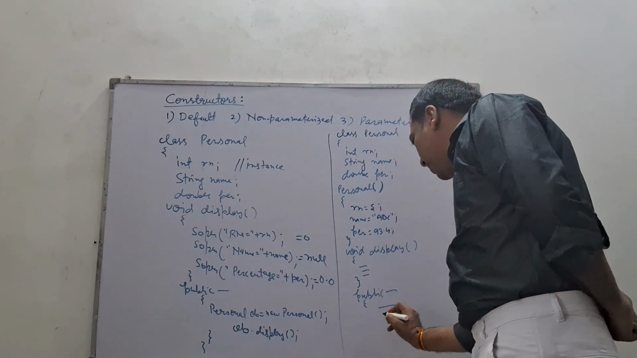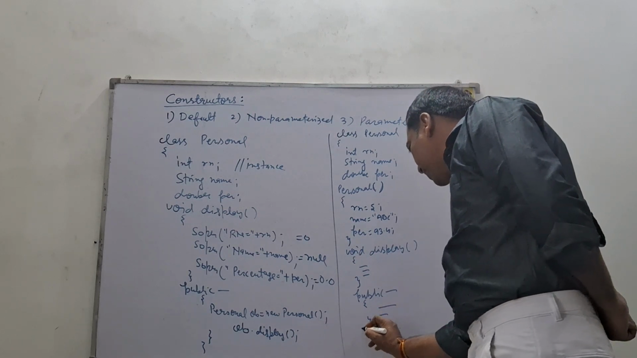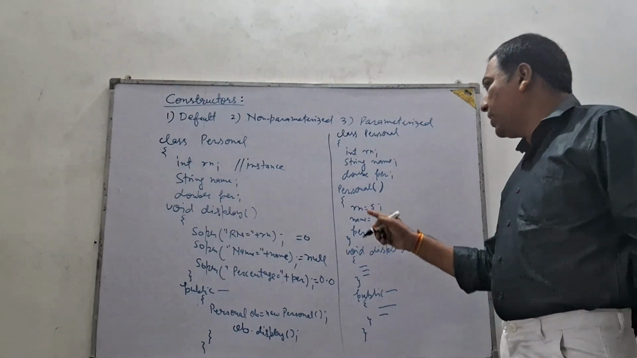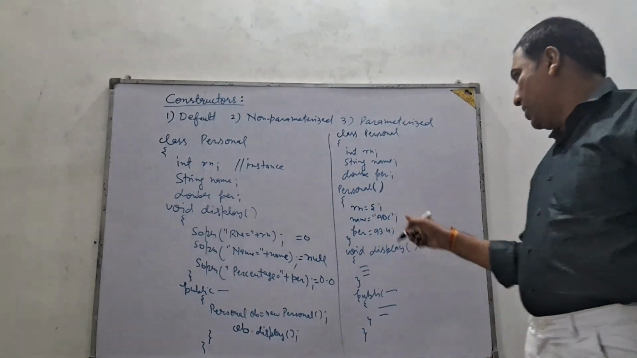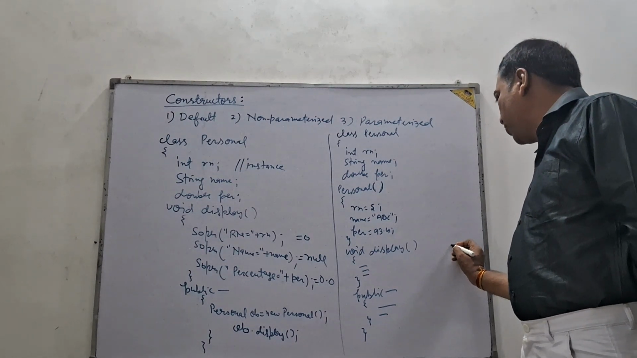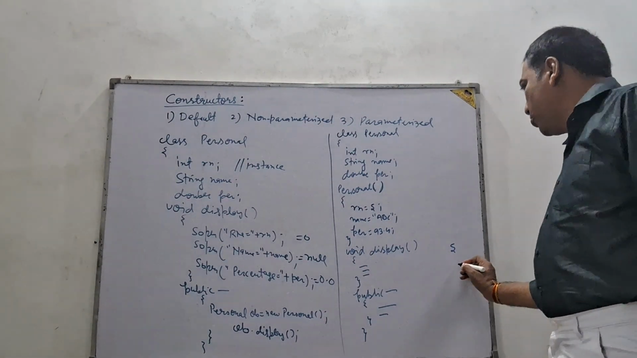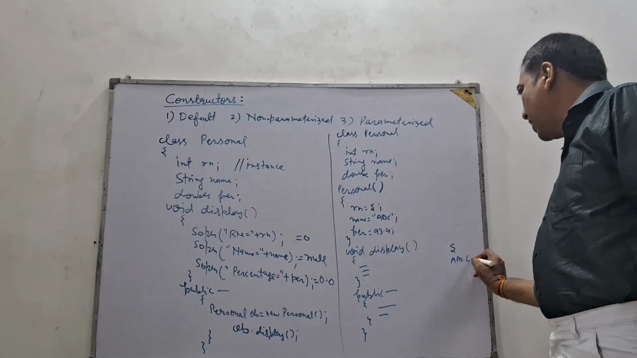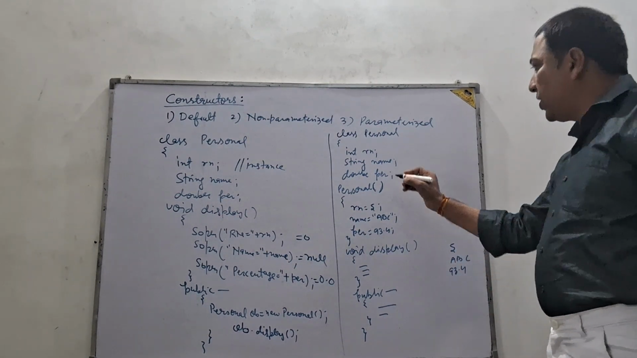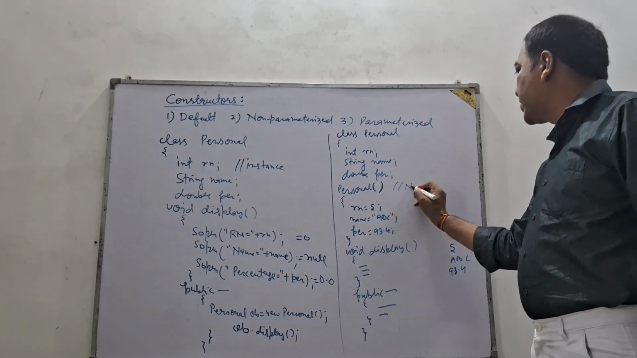Creating object will be same and ob.display. So now here when you will call the display function, as you can see the constructor roll number is equal to 5, so the output will come roll number is equal to 5, name is equal to ABC and percentage is equal to 93.4. So in this program this is a non-parameterized constructor.